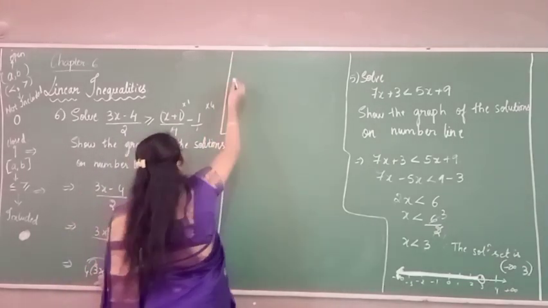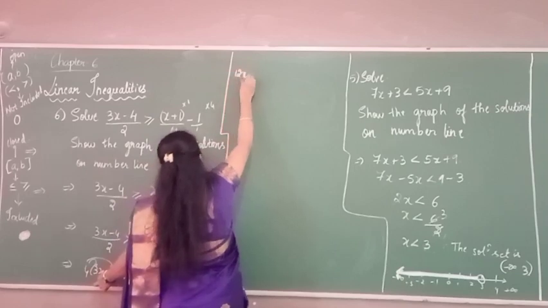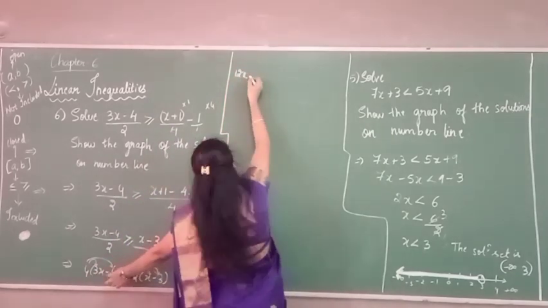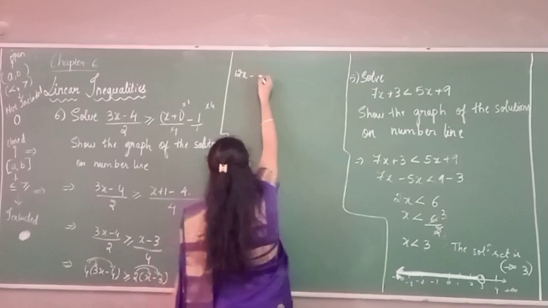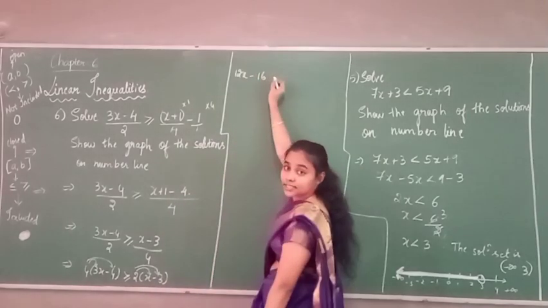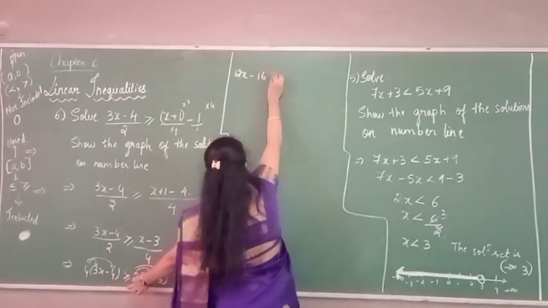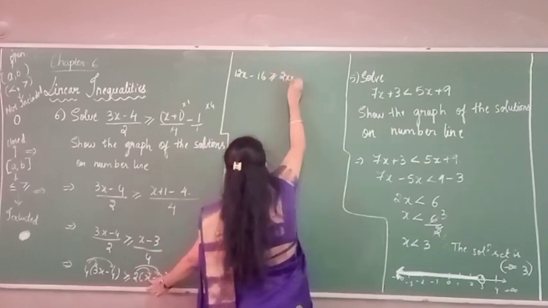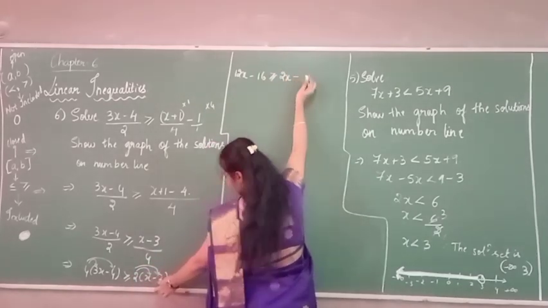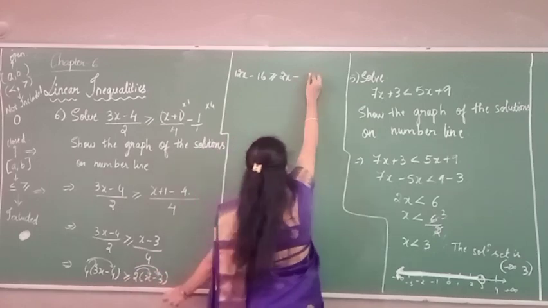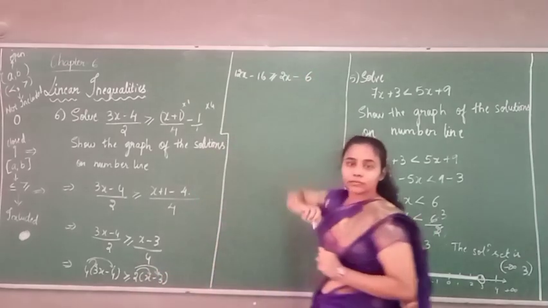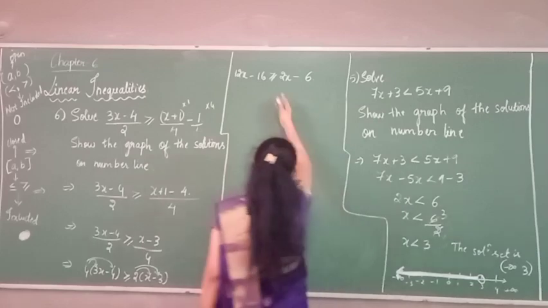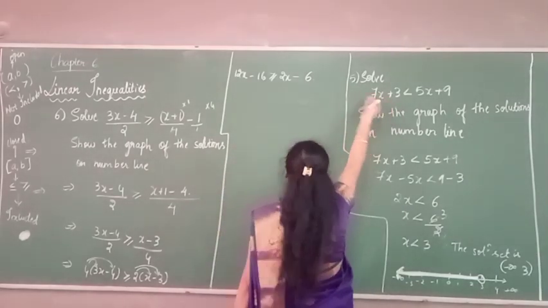So 4 3s are 12x, 4 minus, as it is, 4 4s are 16. Next, greater than or equal to 2 into x, 2x minus, as it is 2 3s are 6. Yes. Now as it is same here also, it was the same question here.